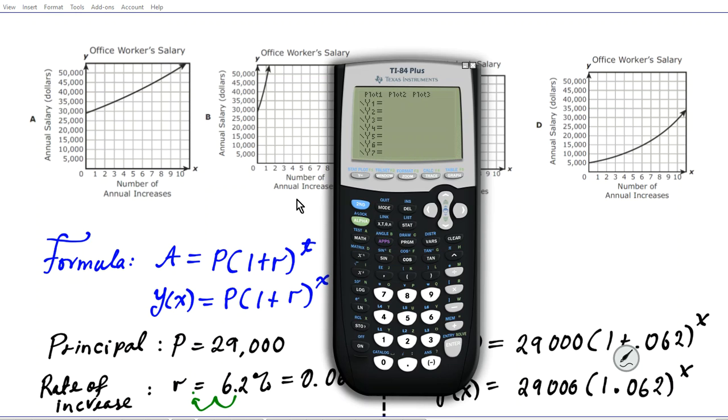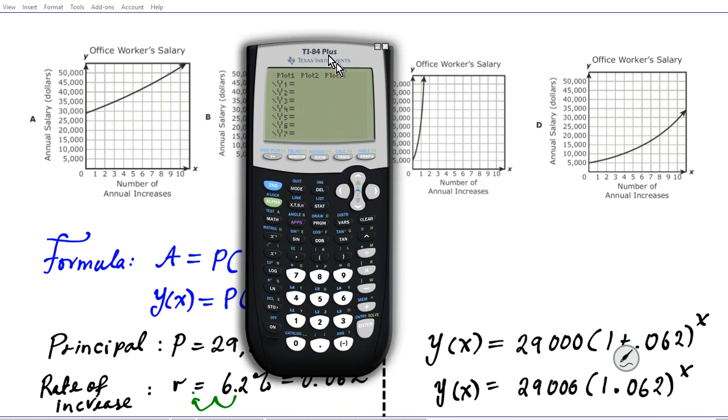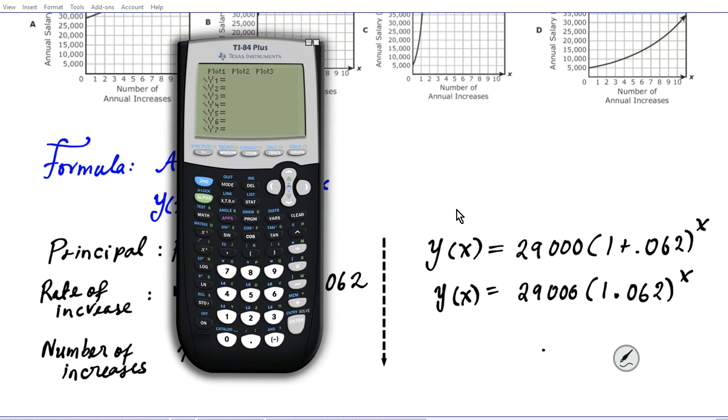I'm going to be using a TI-84 Plus to accomplish this task. So let's enter this function. We already have y on the left side, our dependent variable. Y equals 29,000, parenthesis, 1.062, raised to the, you see this caret button above the clear, that's how you exponentiate a variable or number, raised to the x power, enter. So that's the exponential function we're graphing.